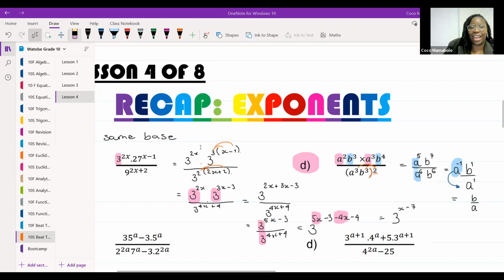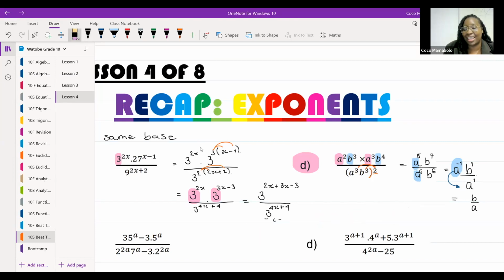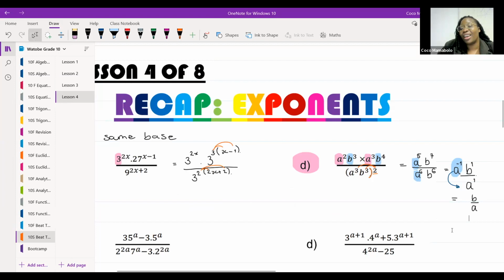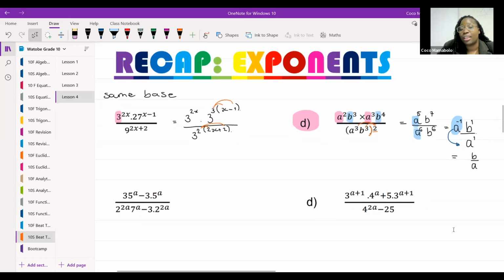Okay, let's look at our next type of exponent question. Nicely done, Delaney. Awesome, guys. Okay, so we're going to look, Anna, they will not allow, the question normally says, simplify, leaving your answer with positive exponents. So you must change your negative exponents to positive exponents.